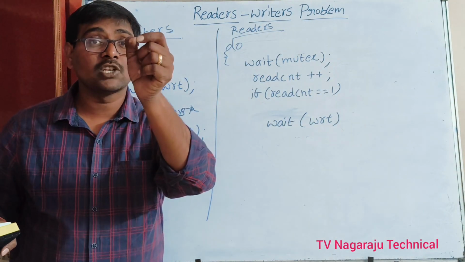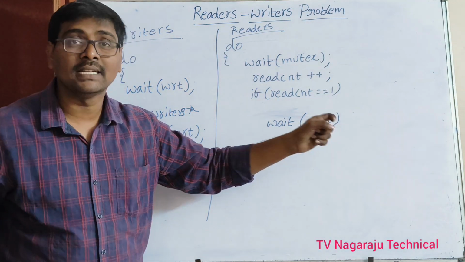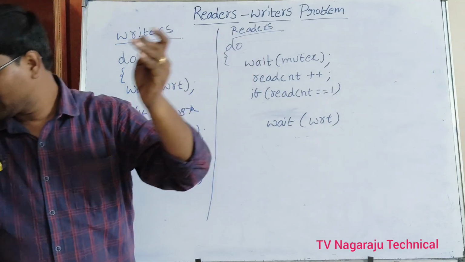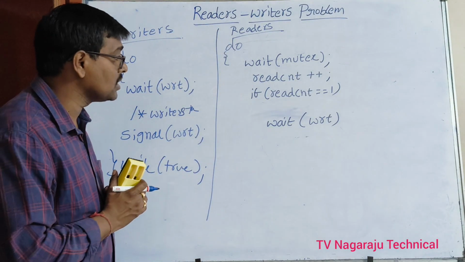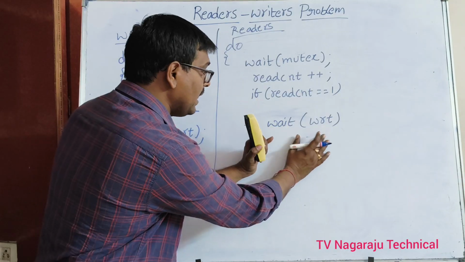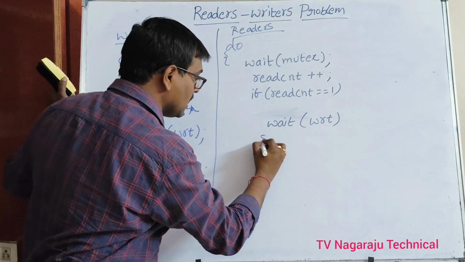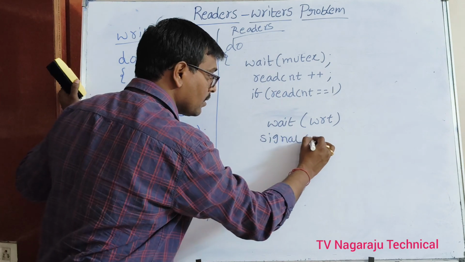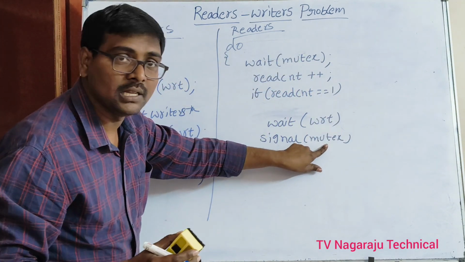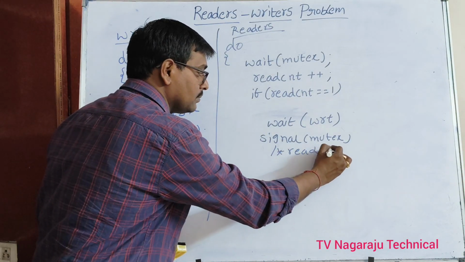If the WRT value is greater than 0, in the sense the critical section is free. Now the reader is allowed to enter. Okay. Once the reader enters the critical section, what are you doing? Signal of mutex. That is, I updated the read count value. Simply release the mutex. Now simply do the read operation.